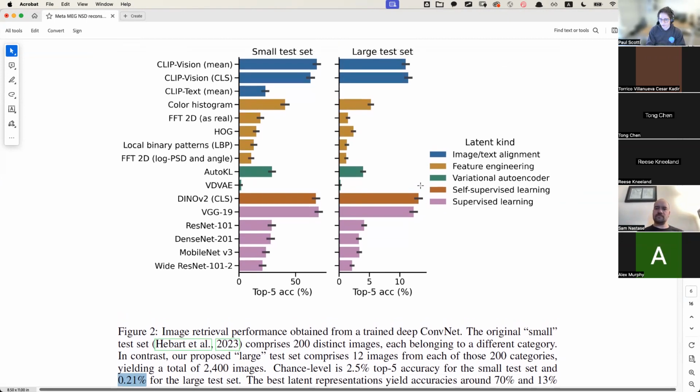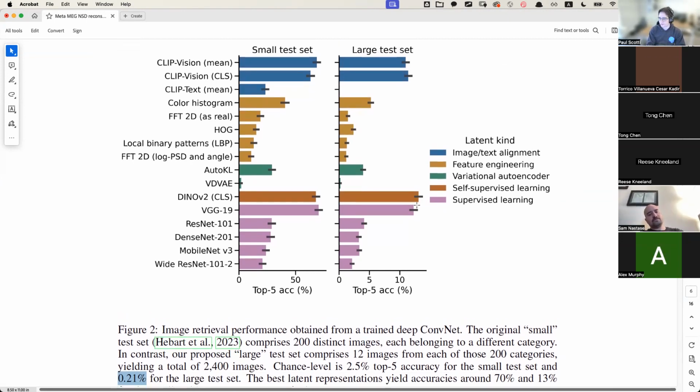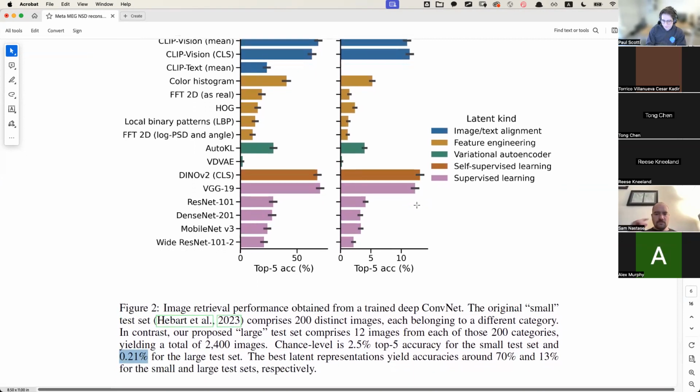But still, it's fairly good, the fact that they can get 11, 12% when there are multiple examples of the same category in the test set.